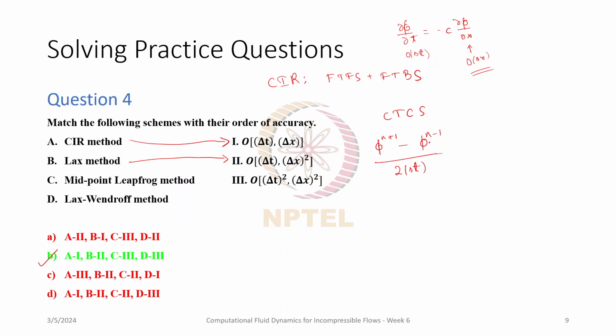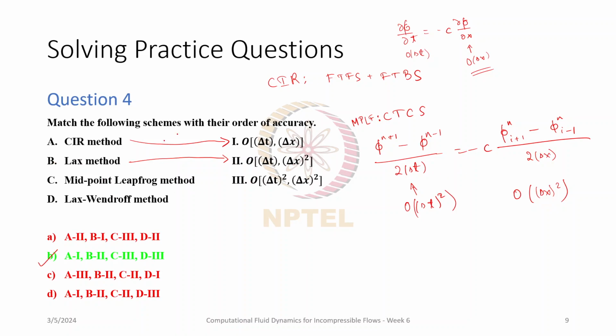So the CTCS scheme, the Lax method, or sorry, the midpoint leapfrog method, I'll write this as MPLF, which is a CTCS scheme in which both central differences are taken. So for this one, it becomes 2 delta x, and we take a difference between i plus 1 and i minus 1, and these are at the time level n. So this derivative is second order accurate in time, and this one is second order accurate in space, right?